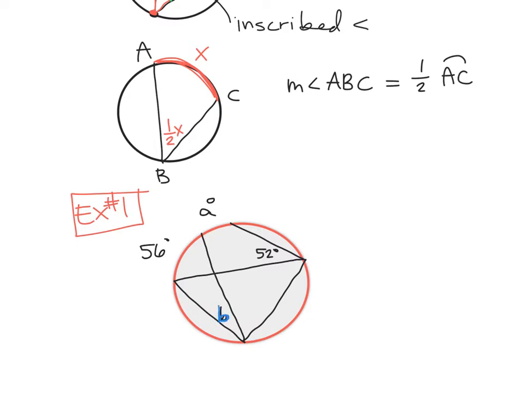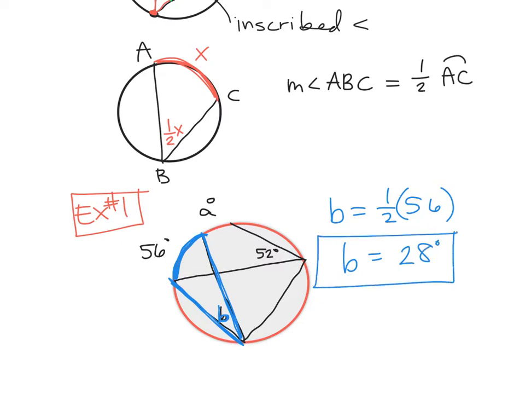Wait, I thought it's easier if we start doing A first. You can start with A. You have the inscribed angle with whatever the other point is over there. Right, so this arc right here is the intercepted arc for this inscribed angle. So if 56 is the arc, what is the angle? Half of it. Right, B is half of 56, which is what? 28 degrees. Okay, so B is 28 degrees.